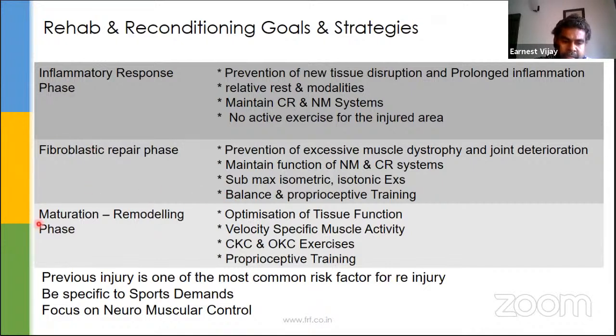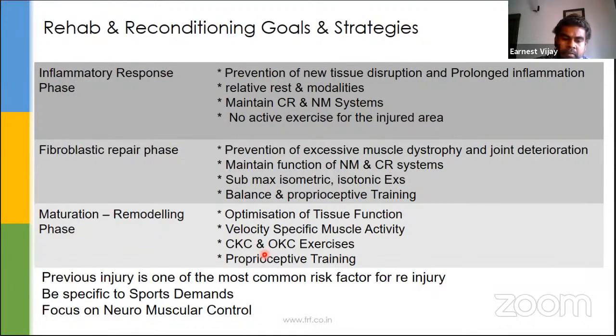So the remodeling phase is what is critical when you talk about return to sports, right? Your job is to make sure there is optimization of the tissue function, your neuromuscular system is firing well, so the proprioceptors are at their peak performance. So if any perturbation happens, they are quick enough to react. So you have to work on maximizing the GTOs, that is the Golgi tendon organs, and the capsular receptors, so that the proprioception is at its peak.